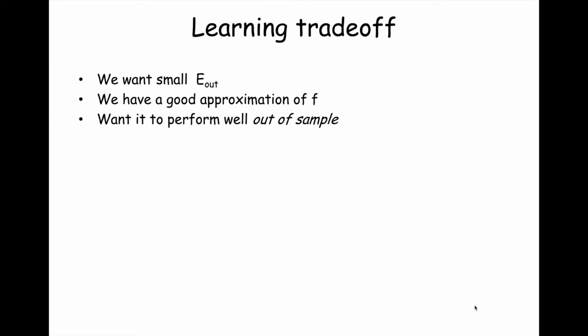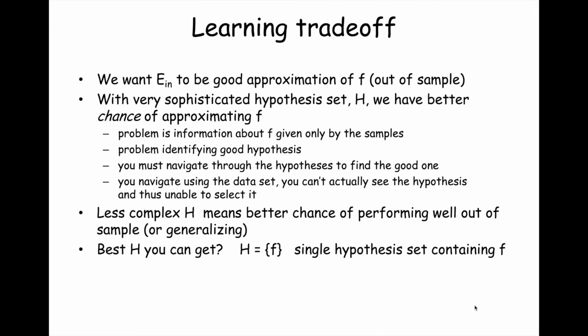And so we have a good approximation of f, we hope, and we want to perform out of sample, because if we can get a very good final best hypothesis that very closely mimics the assignment of +1 and -1 labels to new inputs out of sample, then yes, our model performs very well on data that it has not yet seen. And that's our goal. So we want E in essentially to be a good approximation of f, and the hope is that in making E in a good approximation of f, namely our final best hypothesis g, it's going to generalize well. But there's a problem here.